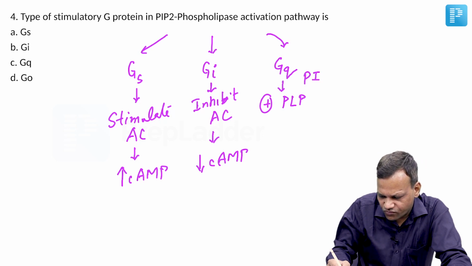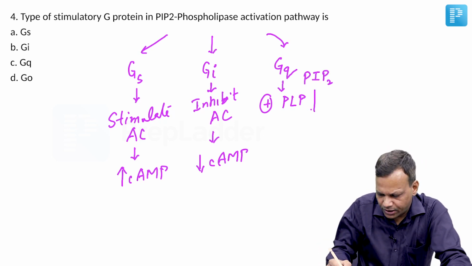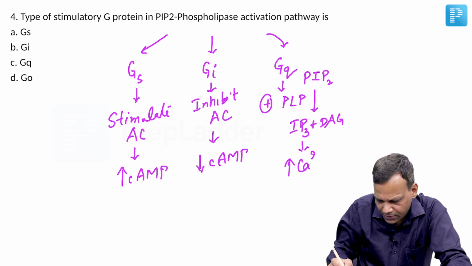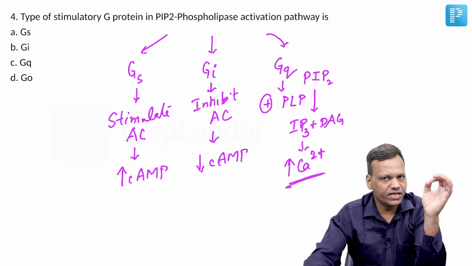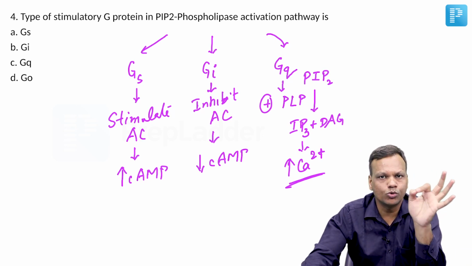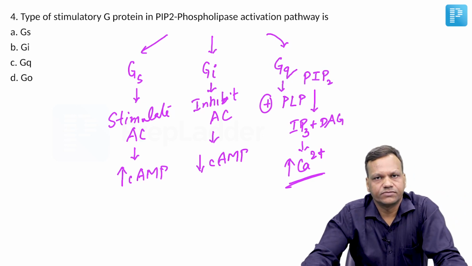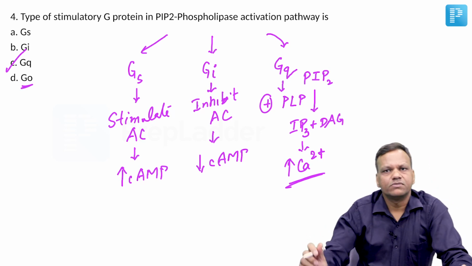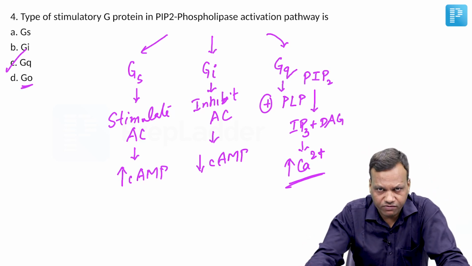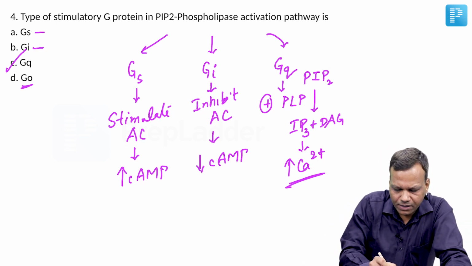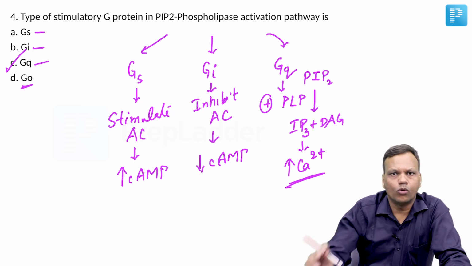Phospholipase breaks phosphatidylinositol bisphosphate into inositol triphosphate and diacylglycerol, and these result in an increase in calcium, and that will produce the action. Yeah. So simply remember, Gs will stimulate cyclic AMP, Gi will inhibit cyclic AMP, Gq increases calcium. Okay. So the answer here is Gq. And Go, which is present in very few drugs, decreases calcium. Okay. So S stimulates cyclic AMP, I inhibits cyclic AMP, Q increases calcium, and O decreases calcium.